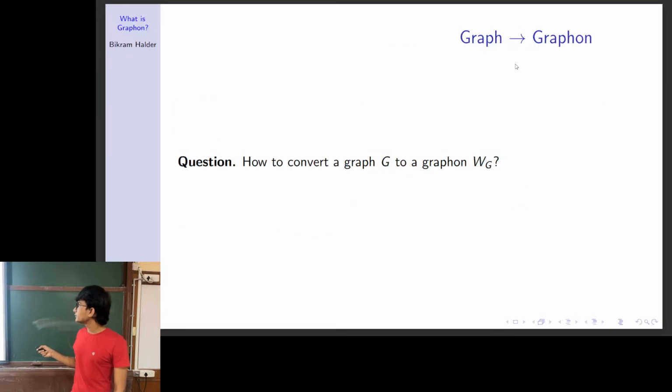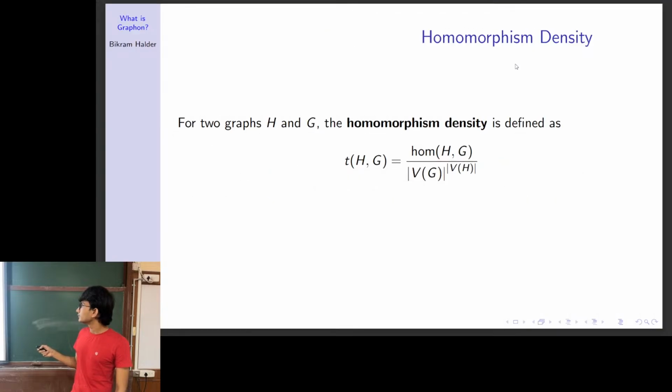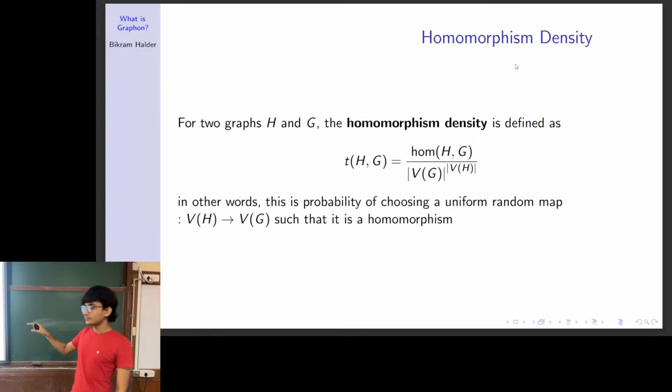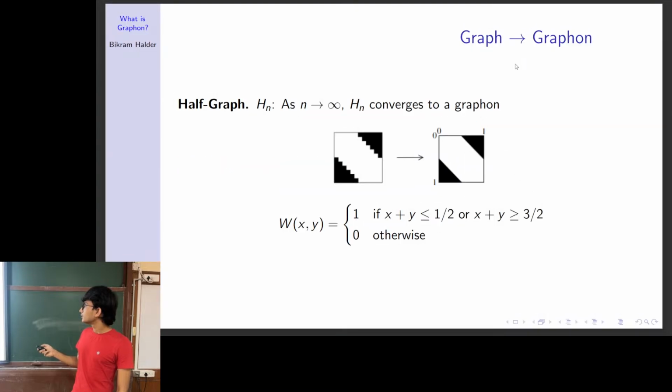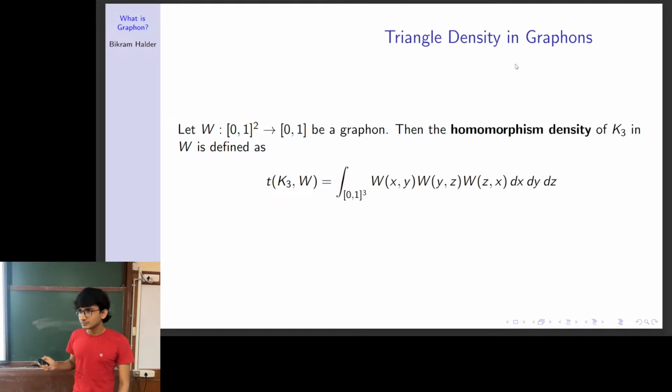So just like we defined homomorphism density here in graph, we define the homomorphism density into a graphon also. We extend it. So say you have a triangle, then the homomorphism density should capture all the adjacency relations of the triangle in the graphon. So what should it be? Basically, if you have edges like x,y, y,z, z,x, it should capture the density and take the whole density. So it should be like this.